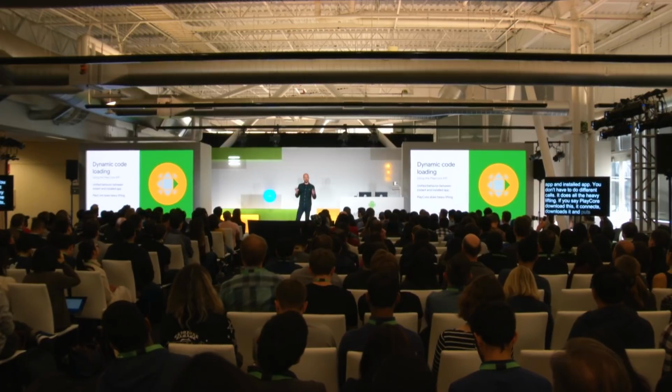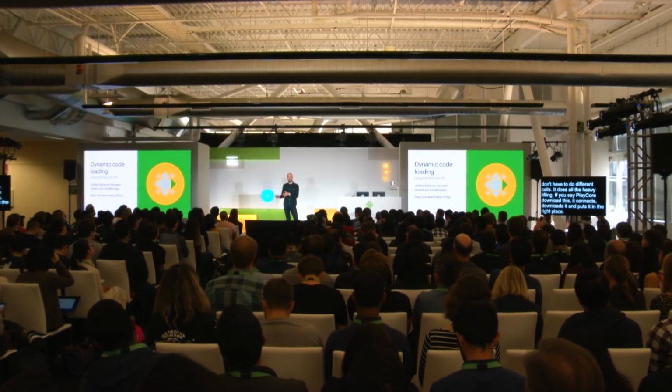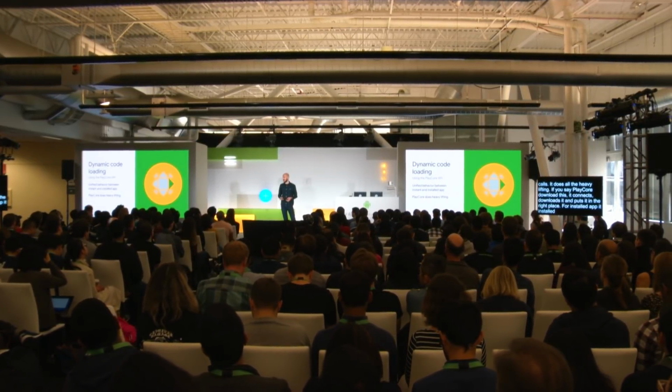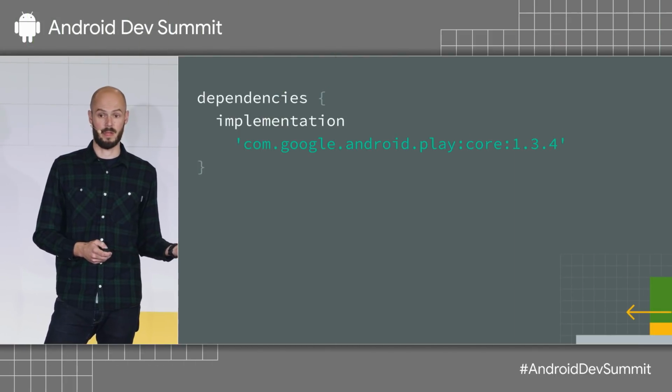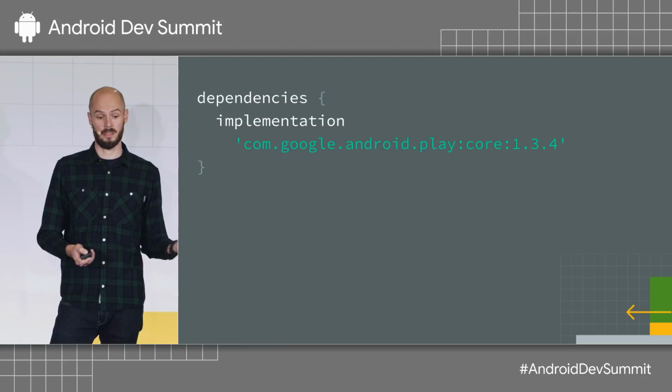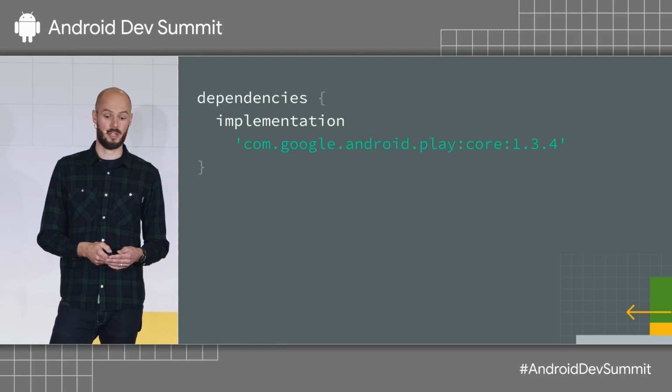For instant apps, it puts it into the shared cache there. And for an installed app, it installs it on the device permanently. So how does it work? Well, you add it as a dependency available from maven.google.com and use it in your project.